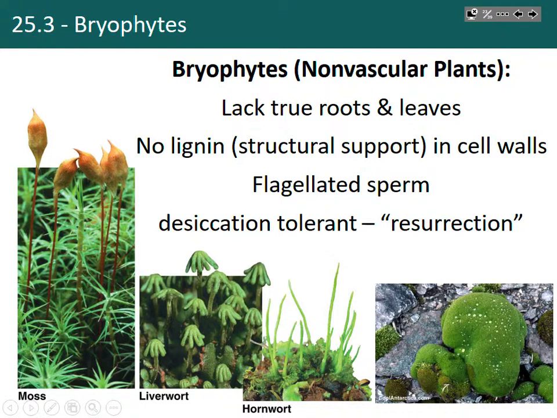Okay, so some of these things I just said in that table, they lack true roots and leaves. They have structures that are maybe leaf-like in appearance, but they are not at all anatomically the same as the leaves that we see on higher plants. They don't have any lignin, which is a structural support chemical in their cell walls. And so that's one reason that they're small in size.